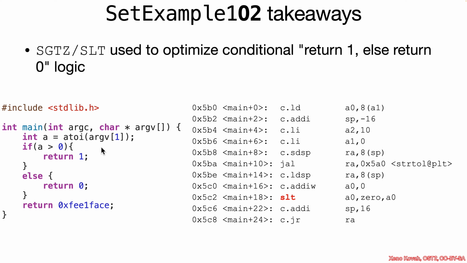So if the return value was 1 or 2 or 3 or 4, then it will set the A0 to 1 and it'll return 1. If it's any other value like -1, -2, -3, then instead it will return 0.